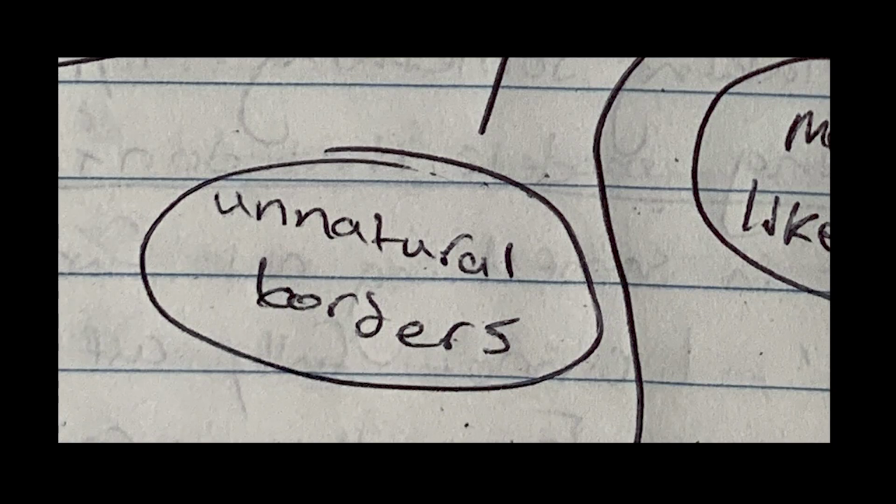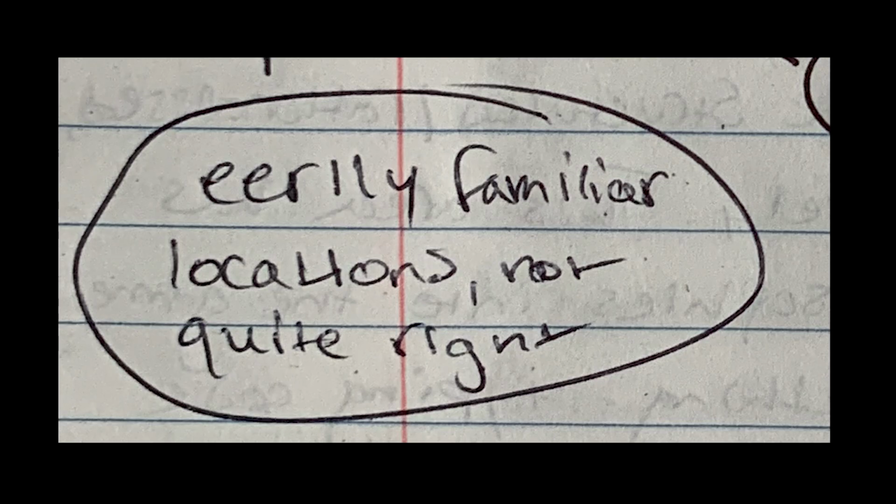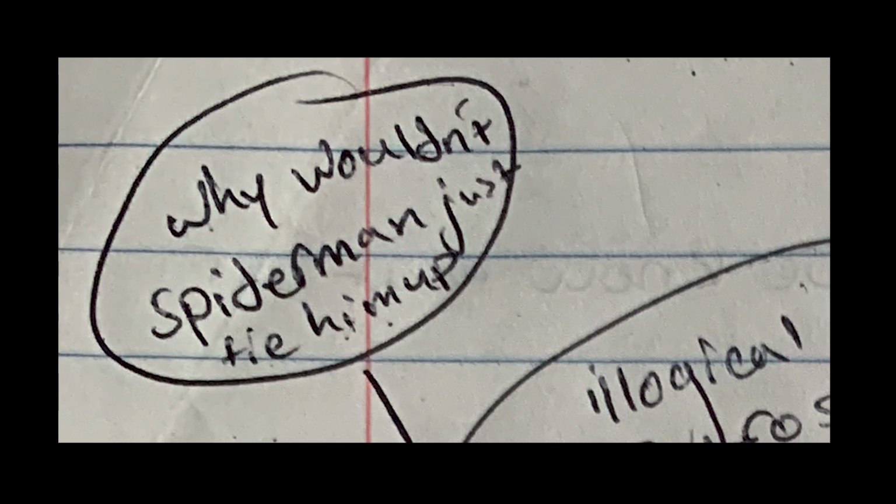Importantly, the mind mapping exposed the different degrees of cogency of our thoughts. Certain items had clearer applicability to game design than others. For example, unnatural borders, impossible scale, and eerily familiar locations all suggest certain styles of world design. However, other thoughts, like incongruous Abstract and why wouldn't Spider-Man just tie him up, seemed less relevant to the game development work.